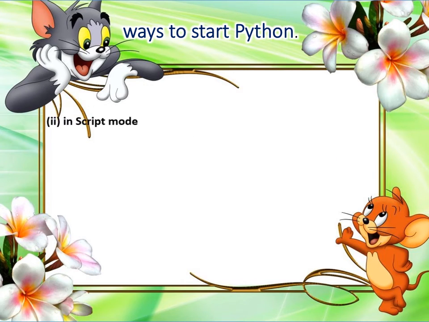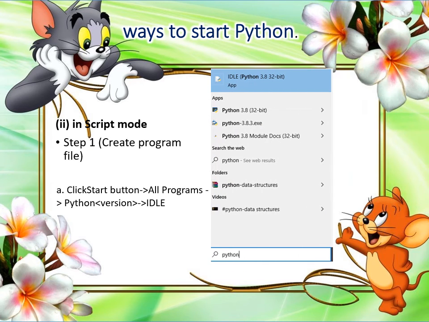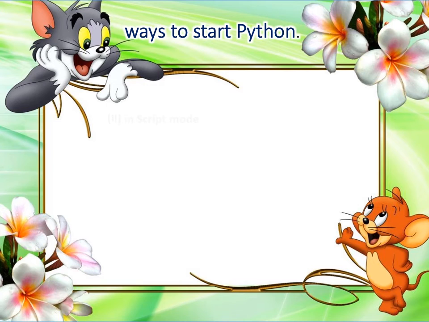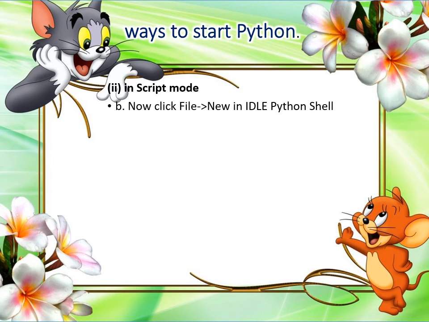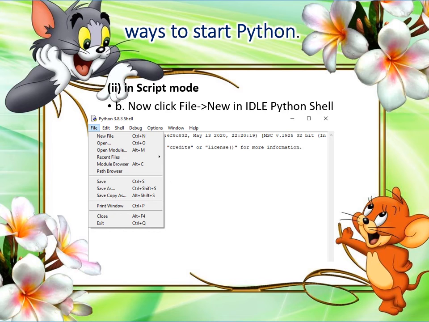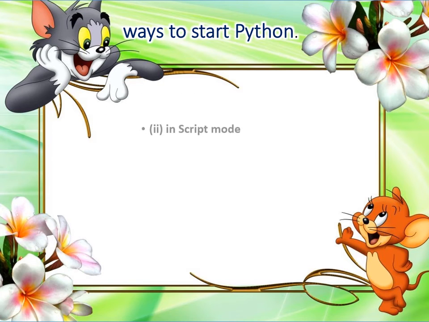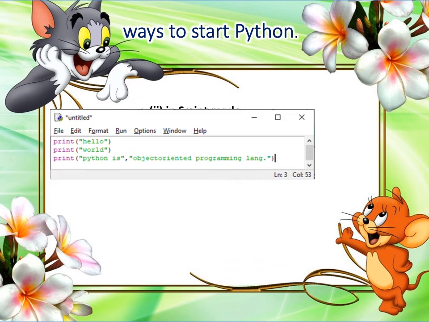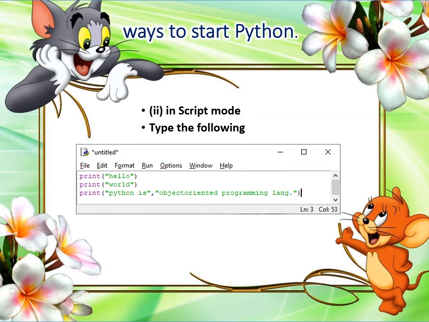Let's see it step by step. First open Python IDLE, and in the File menu open a new file. This is a script window. After you click the New option from the File menu, it opens the new window. Here I have typed three statements: print hello, print world, and print Python is an object-oriented programming language.